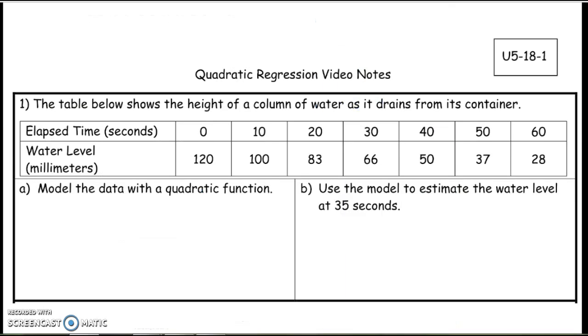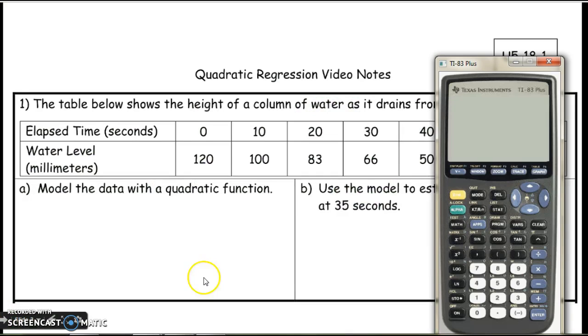So first we're going to take a look at question 1. The table below shows the height of a column of water as it drains from its container. X is our elapsed time in seconds, and Y is our water level measured in millimeters. We need to model the data with a quadratic function, meaning we need a quadratic equation to model this data. Then we're going to use that equation to estimate the water level at 35 seconds.